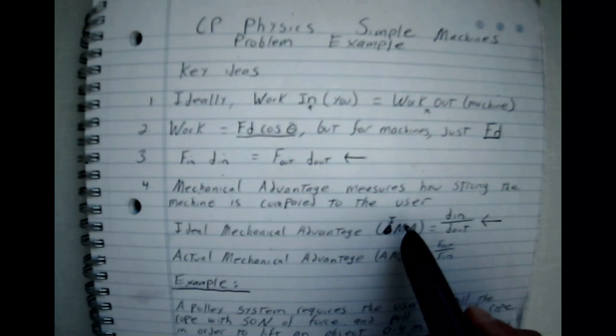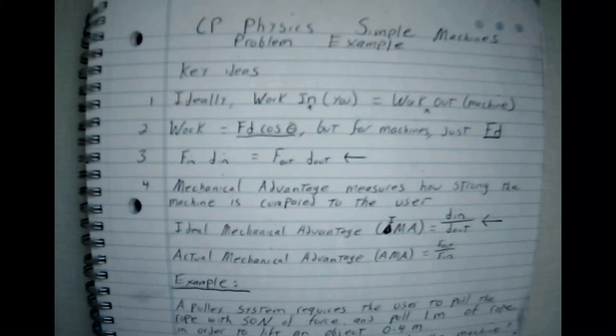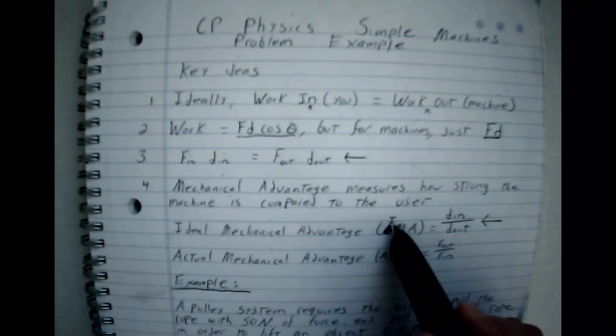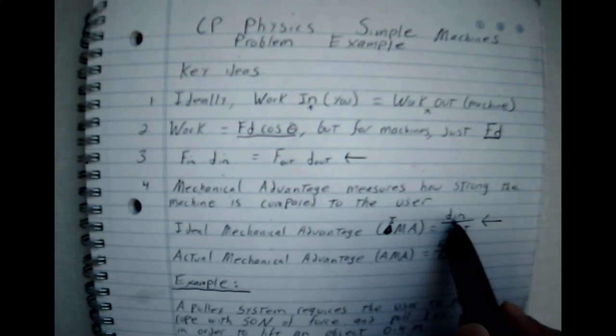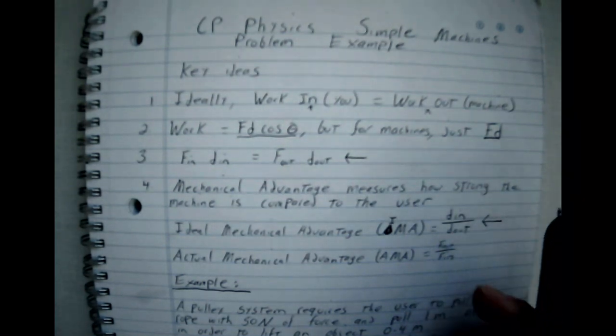Okay, so there are 2 ways to describe mechanical advantage. There's the ideal mechanical advantage, which would be if there was, again, no friction or anything like that. The way we calculate ideal mechanical advantage is to take the input distance, that's d in, and divide by the output distance, that's d out. So how much string did you have to pull, or how far did you have to push down on the lever, that's the input distance. And the output distance is how far the machine moved the object. That's how we calculate the ideal mechanical advantage.